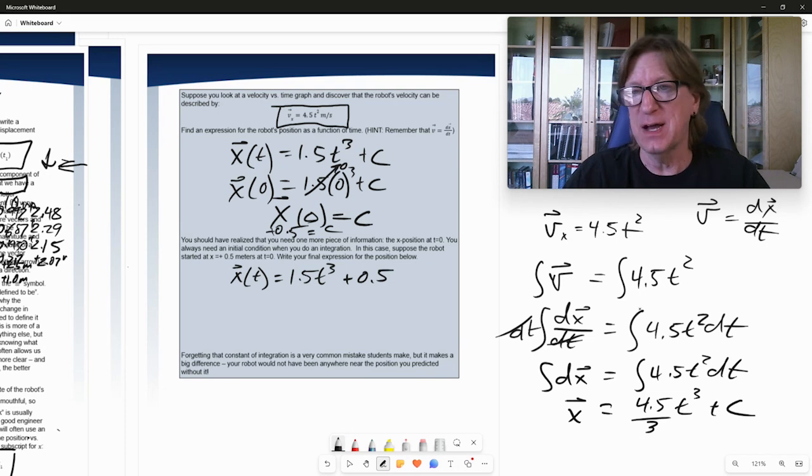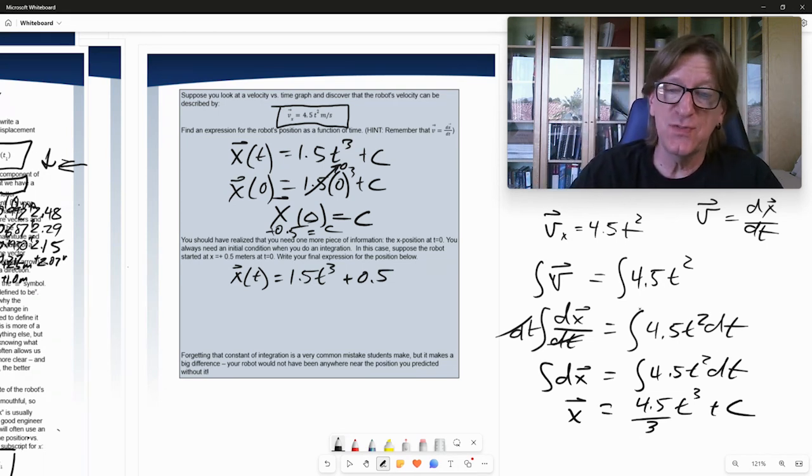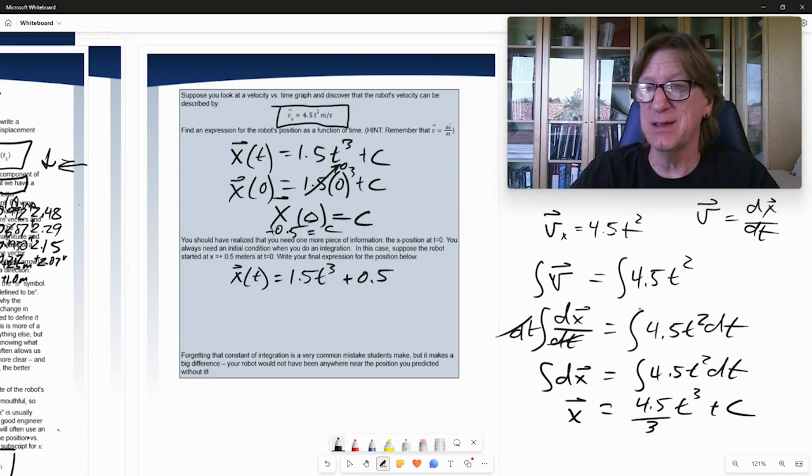Now I can find my robot's position even at photo 5. And you should find that you get something very close to what you had in your table. It's worth stopping the video and trying that out just to make sure.